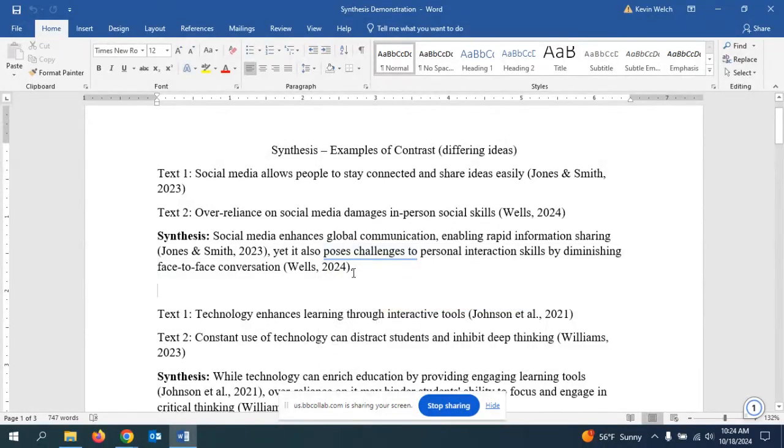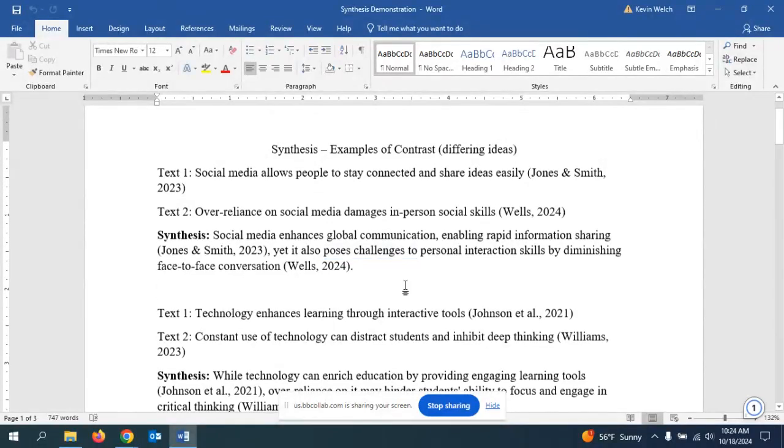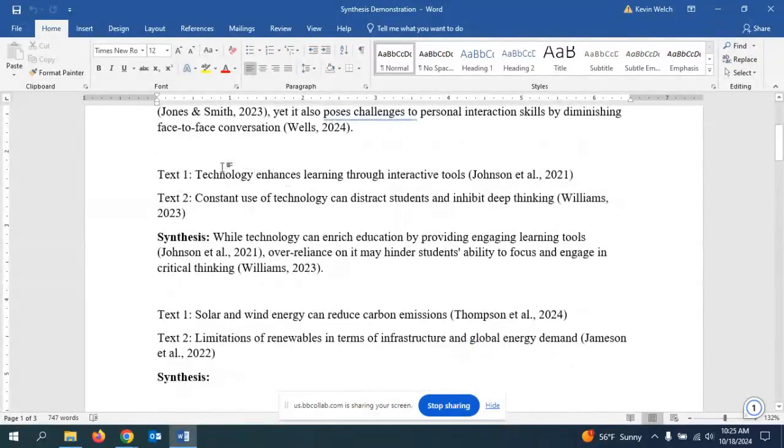So all that I've done is I've taken the two different ideas, I've combined them into a single sentence, and I've cited the source for each. And I paraphrase the words a little bit, okay? Now, so that's an example of how you synthesize the contrasting ideas. And I've got another one here.